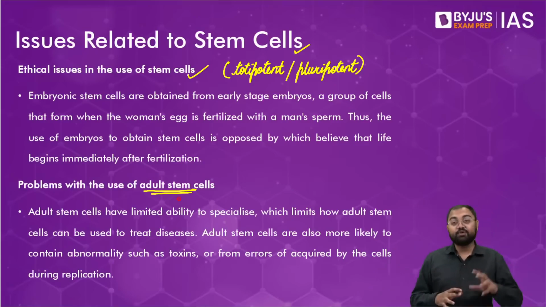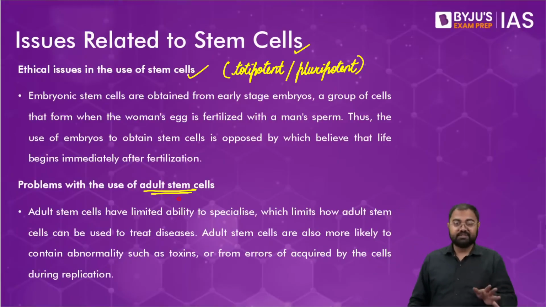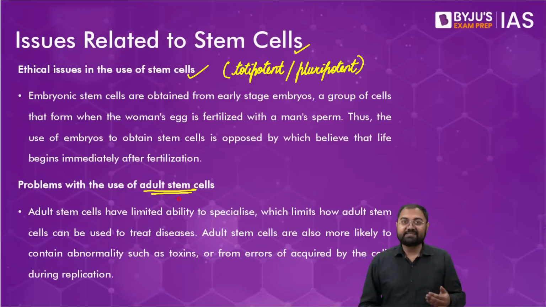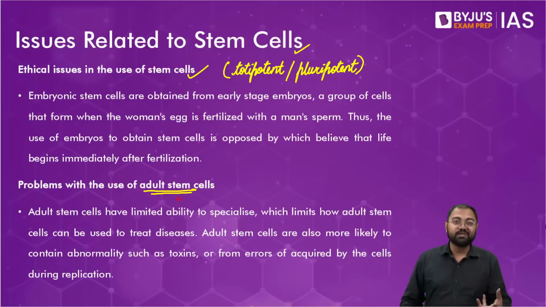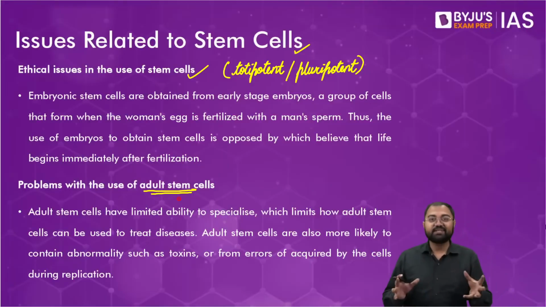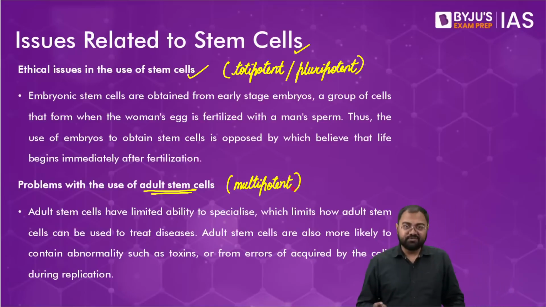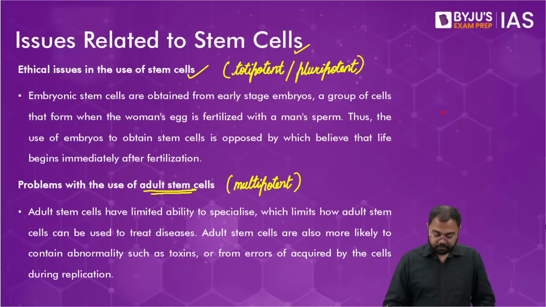So, on one hand, we don't want to use pluripotent or totipotent cells, because there it needs work on embryos. On the other hand, we know that adult stem cells are not as useful as the pluripotent or the totipotent cells have been. So, that's why there is a problem here. So that is where we see that this is a problem with the multipotent cells, that they have a limited ability to specialize. And now there is a way out, something which is called as induced pluripotent.